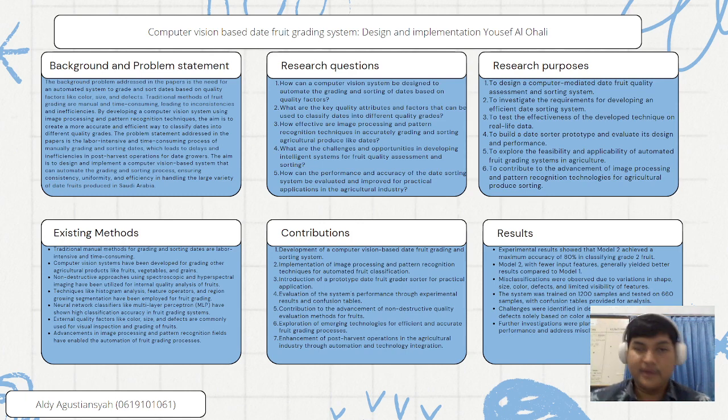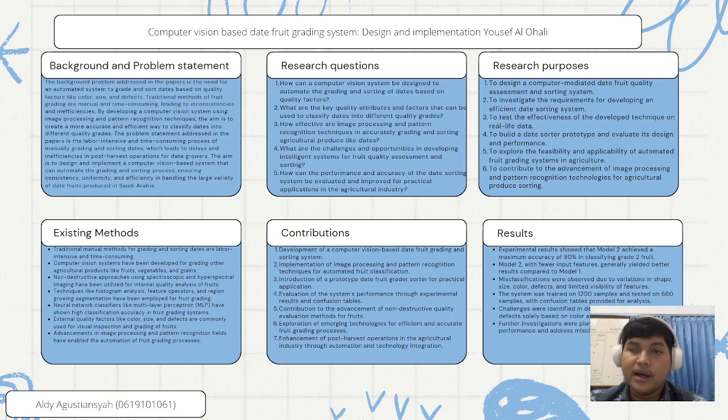Research questions. Those are the three main research questions. One, how can a computer vision system be designed to automate the grading and sorting of dates based on quality factors? Two, what are the key quality attributes and factors that can be used to classify dates into different quality grades? Three, how effective are image processing and pattern recognition techniques in accurately grading and sorting agricultural produce like dates? Those are the main three from this paper.